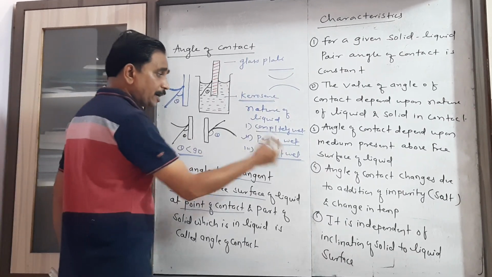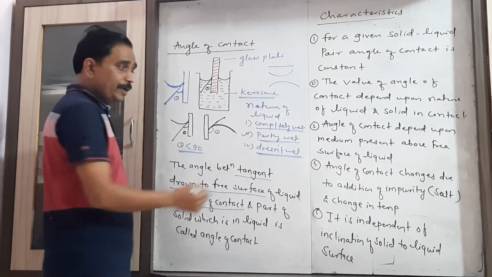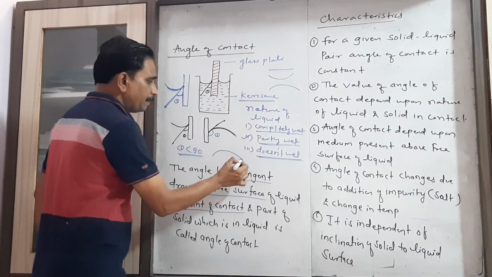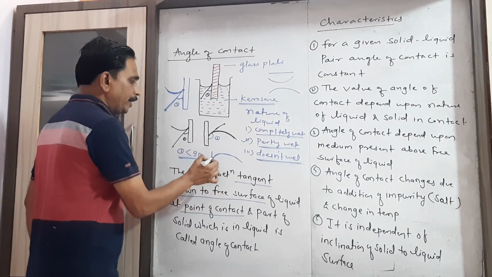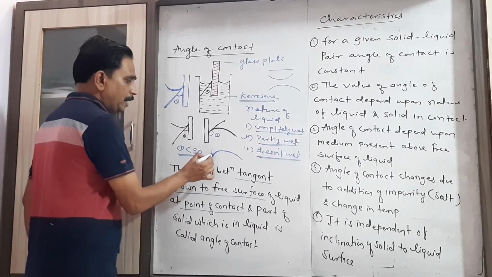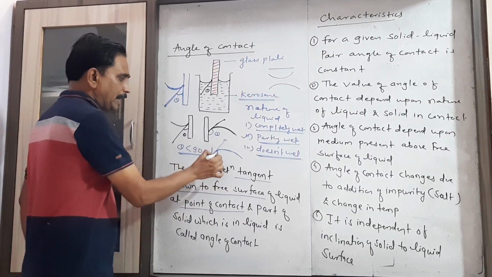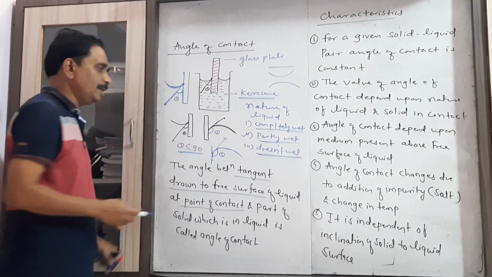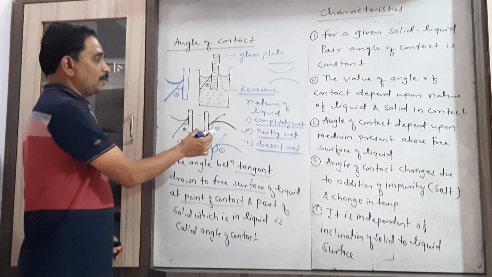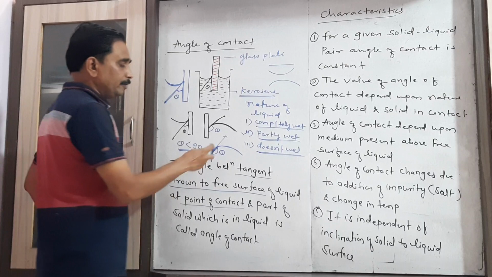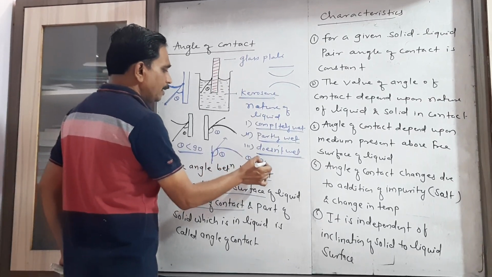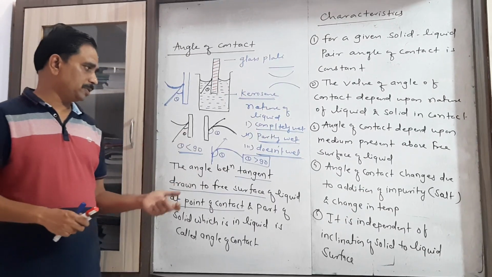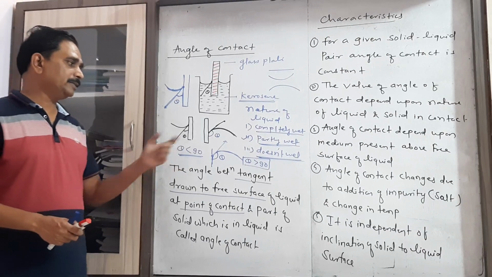Now in case of the second liquid, that is mercury, which doesn't wet the solid, in that case we have this type of shape, that is the convex. This is the point of contact. If I draw a tangent to this surface, now this is the angle between tangent and part of the solid which is in liquid. Now this angle is called the angle of contact. This angle is always greater than 90. So in case of mercury, the angle is obtuse. In case of kerosene, the angle is acute.